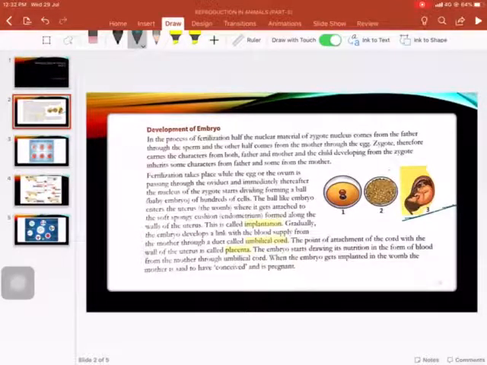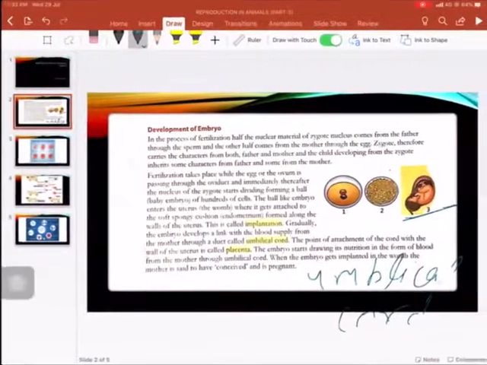Now the developing embryo develops inside the uterus in the mother, and it has blood supply also. It develops a link by which it gets the nutrition and blood from the mother. That link is called the umbilical cord. This umbilical cord is also called simply the cord.